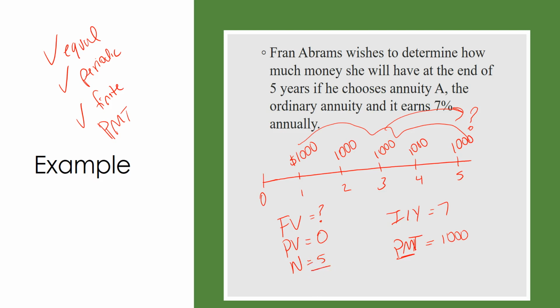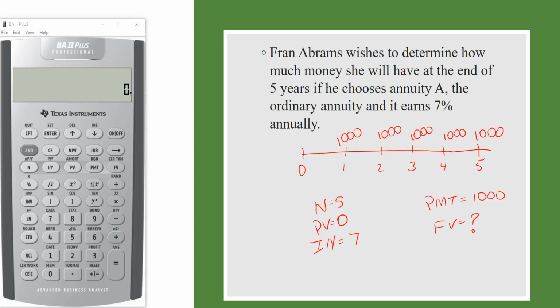So let's solve. Using our financial calculator, we can put in what we know. First step, clear our time value of money. We have 5 years at 7%. We've received nothing as of yet. And we're going to receive $1,000 every year for 5 years. We want to know how much that would be worth in aggregate at the end of the 5th year.